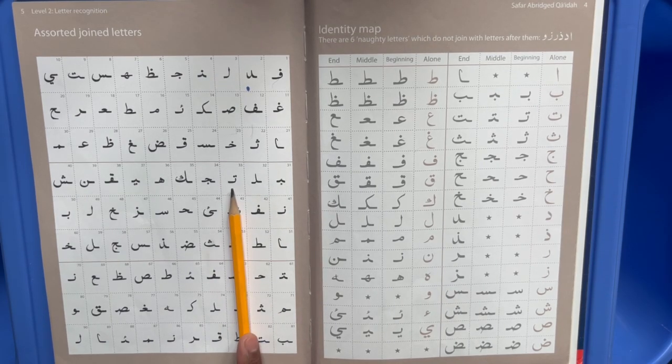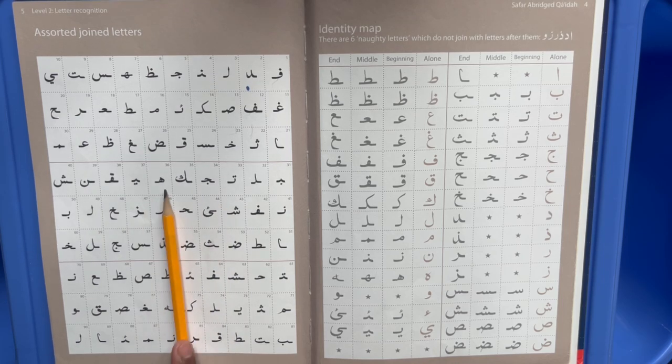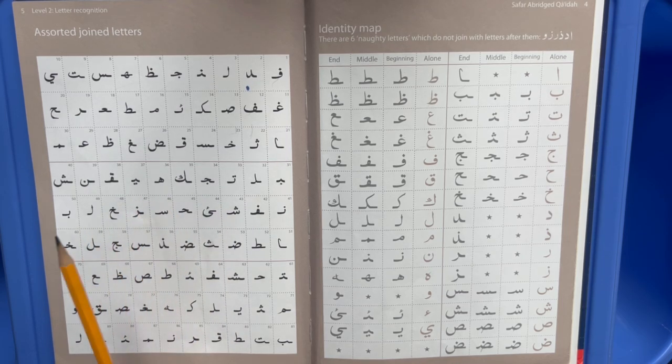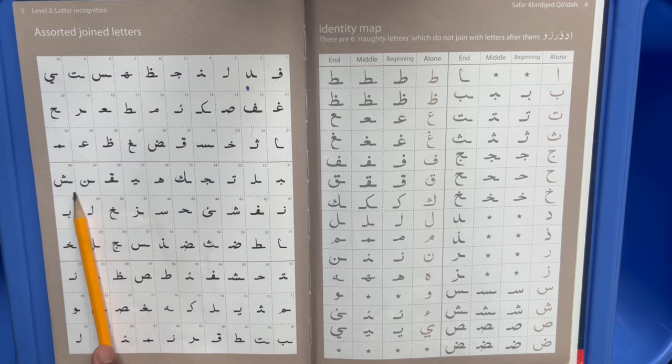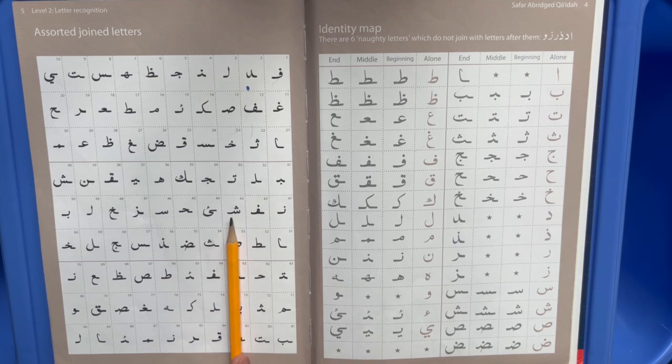Moving on, ta at the beginning, jim in the middle, kaf at the end, ha at the beginning, ya in the middle, qaf in the middle, noon at the end, sheen at the end, noon at the beginning, fa in the middle, sheen at the beginning, hamza at the end, ha.